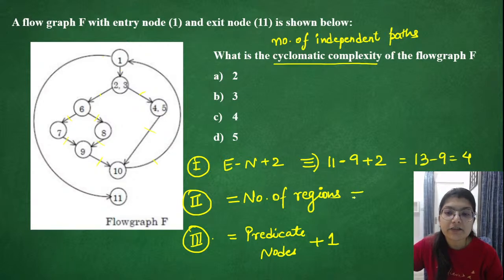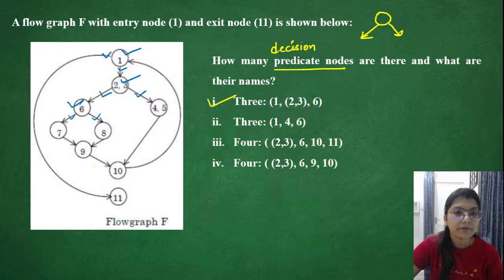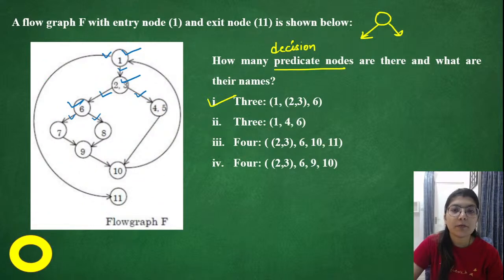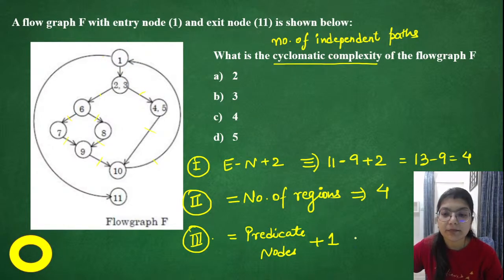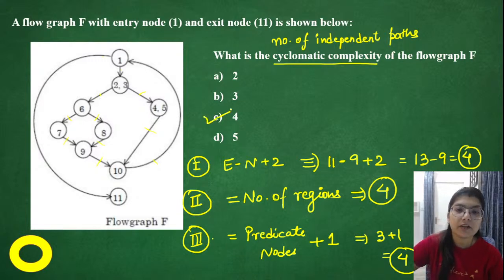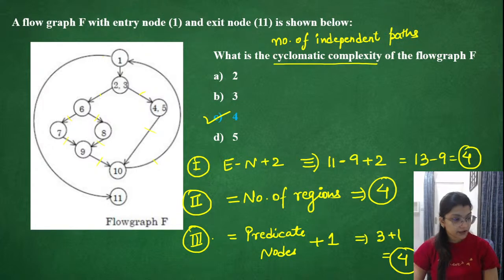Then how many regions were there? We have just now calculated 4 regions in the previous question. Yes, 4 regions are there. And then we have calculated the number of decision nodes, that is 3. So how many decision nodes are there? Predicate nodes 3. So 3 plus 1, that is 4. So the cyclomatic complexity of the given flow graph is 4. That is option number C. Clear everyone?